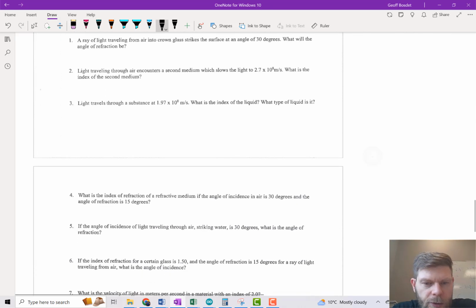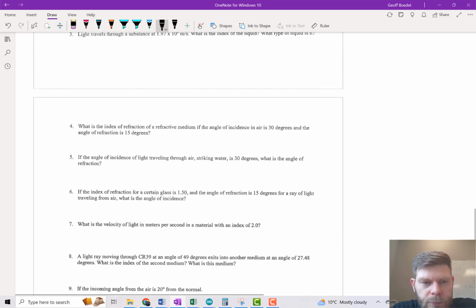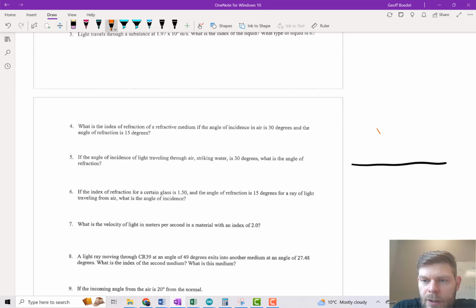See if we can find an example. Okay, so angle of incidence of light traveling through air strikes water is 30 degrees. So we just got kind of light coming in at 30 degrees. It's in air. And it's going into water. This one requires you to know that water has an index of 1.33.